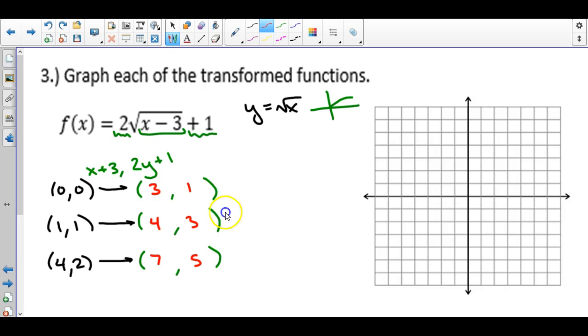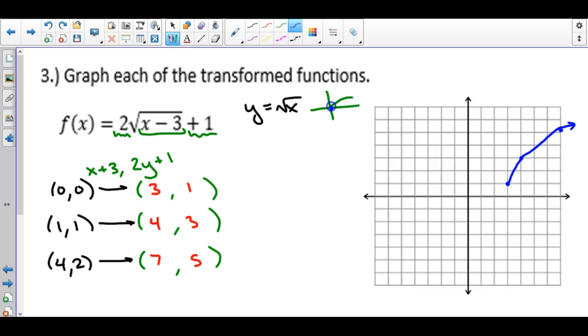So I'm going to plot these 3 points off to the side then. If I plot 3, 1, I'm going to end up here. 4, 3 is up here. And then all the way over at 7, and then up to 5. Okay, so what I'm going to do is connect this now, and again, it's going to be kind of an ugly curve. But notice again, my parent function would look like this.